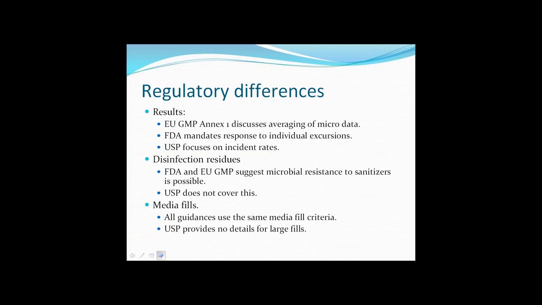And around that, I think this is the area where I would very much like to see greater harmony between different areas of regulatory guidance, because I think it can cause confusion in regulatory inspections and could mean more work for the microbiologist in the way that they present and interpret data. It's also notable that both FDA guidance and EU GMP have a section about microbial resistance to sanitizers, and that isn't an area that's covered in the USP chapter.